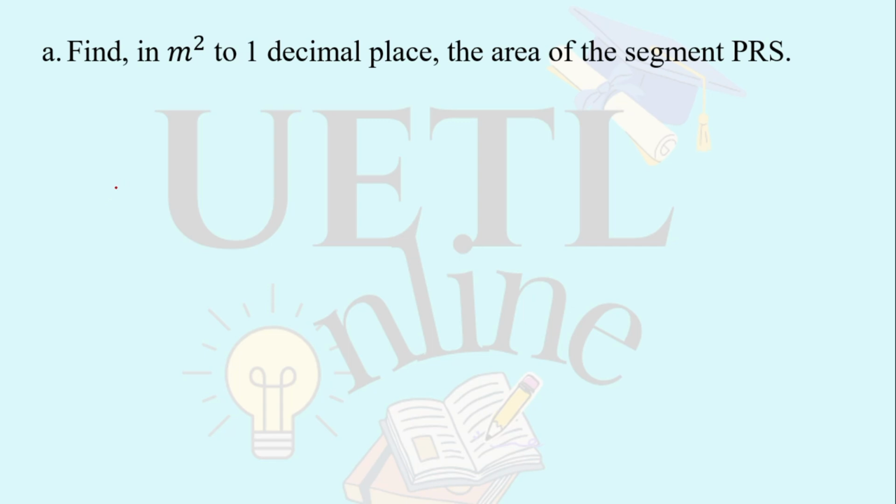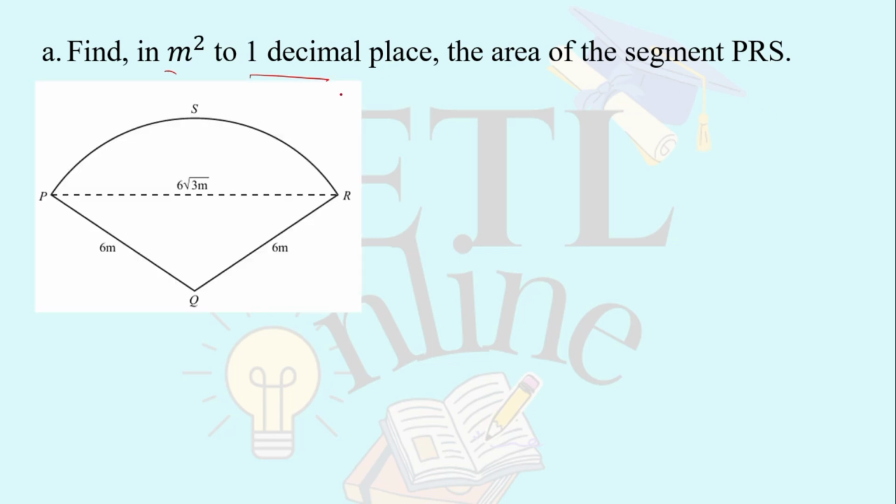Let's solve our question: find in meters squared to 1 decimal place the area of the segment PRS. Let's bring our diagram and see. Here we are supposed to find the area of this segment. The first thing we know is that our area of a segment is given by half r squared, theta minus sine theta. So this is our area.